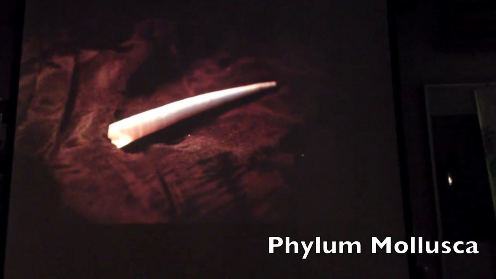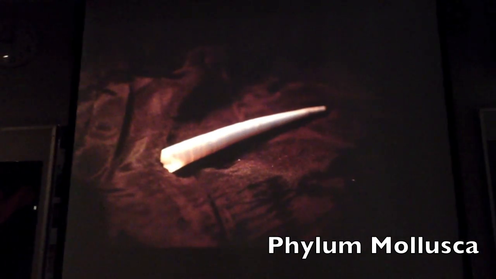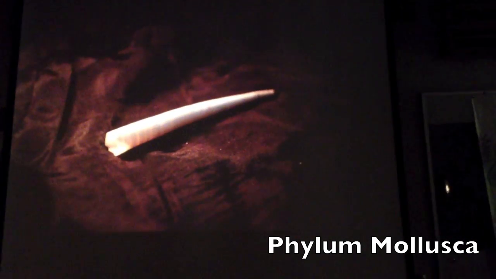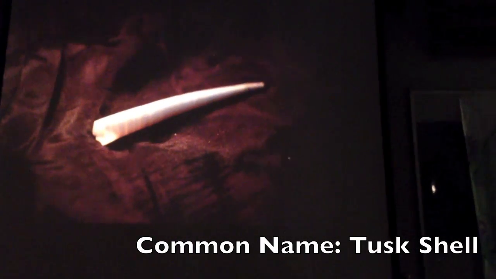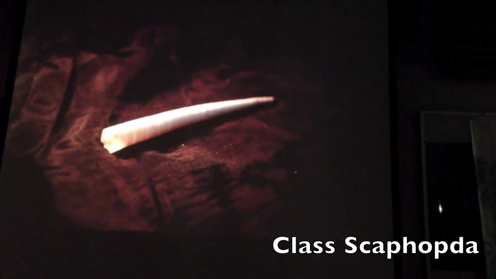What kingdom are we looking at? What phylum are we looking at? Mollusca. Phylum and what class? Common name either way, class or common name. Tooth shell or tusk shell? Yeah. Class name is Scaphopoda.